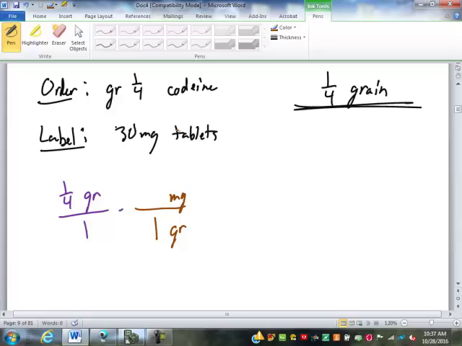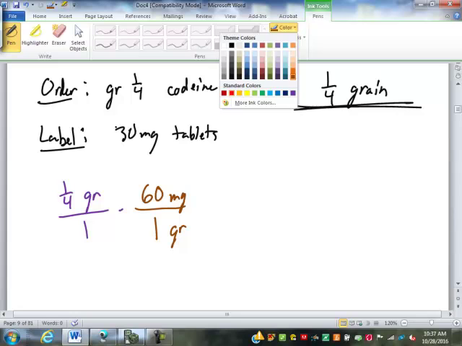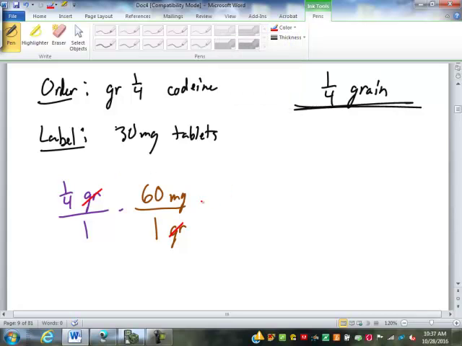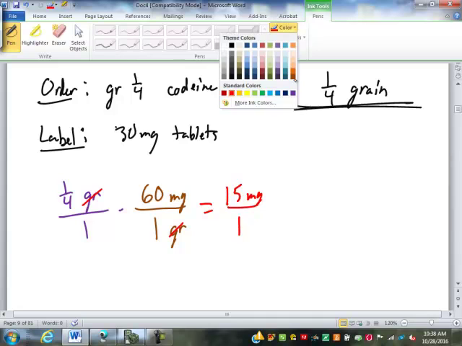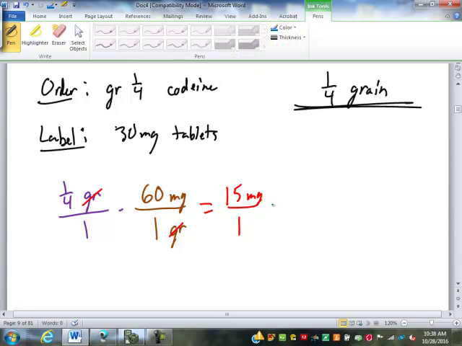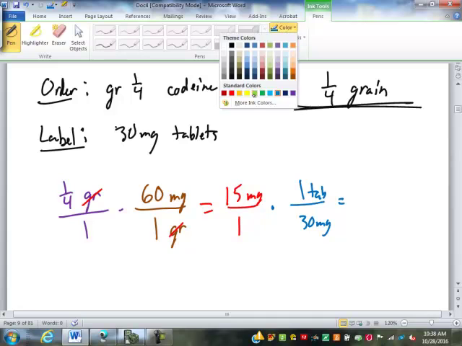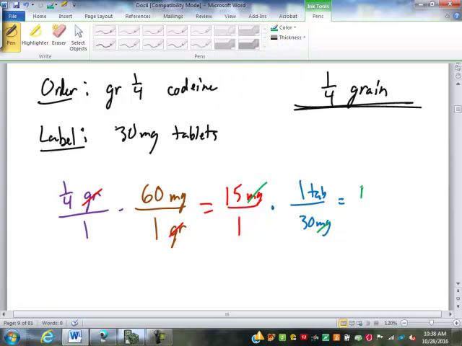One grain is 60 milligrams, so the grains cancel out. We have 1/4 times 60 milligrams is 15 milligrams over 1. And now we can go ahead and go through the process. We got 30 milligrams per tablet. Milligrams cancel out. We got 15 tabs over 30. So that's 0.5 tablets, or a half tablet.